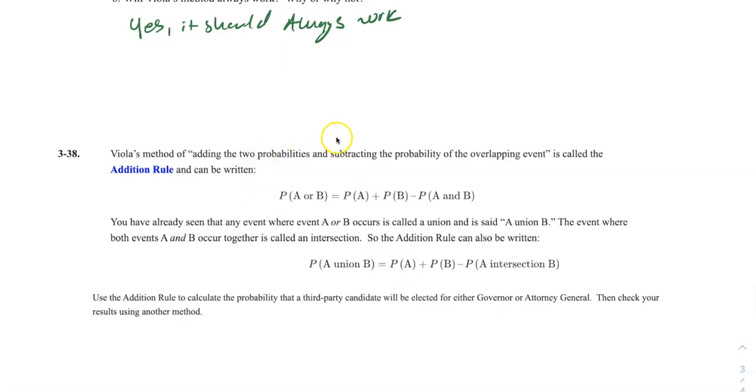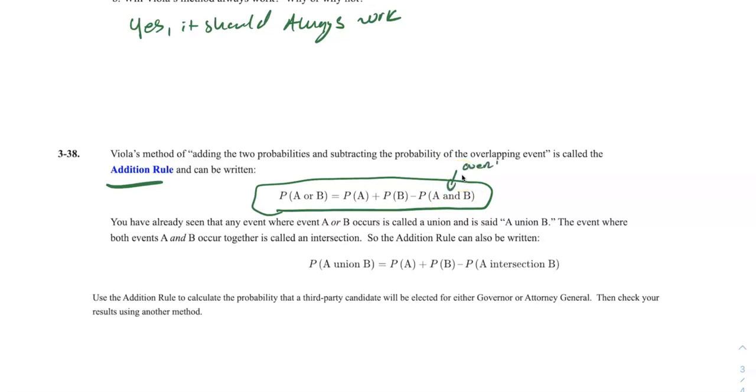Viola's method of adding probabilities and subtracting the probabilities of the overlapping event is called the addition rule. It can be written like this. So it's a rule. The probability of A or B, so that's the union, equals the probability of A plus the probability of B minus the probability of A and B, the intersection, right? This is the overlap. And this is the union. This is also known as the intersection.